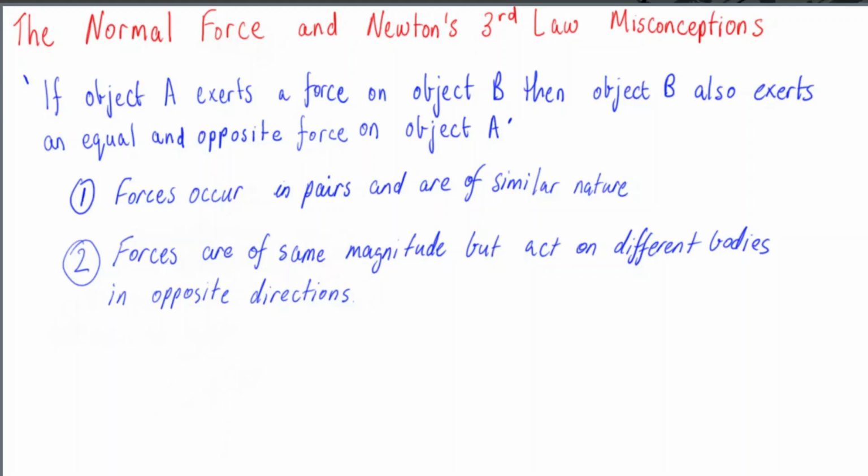Last we left off, we learned about Newton's laws of motion, and in this video we're going to be building on that and look at a common misconception associated with the third law. So let's revisit the third law real quick, which states that if object A exerts a force on object B, then object B also exerts an equal and opposite force on object A.